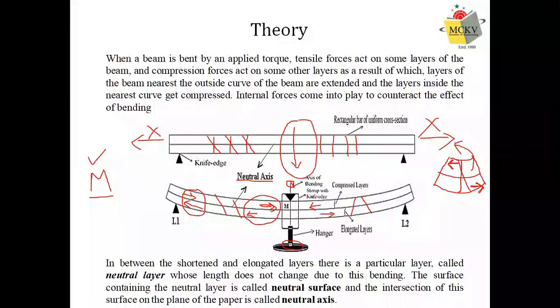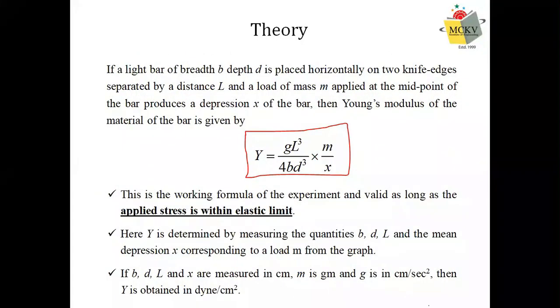And that is exactly what has been done over here. We have found the formula for Young's modulus. This is Y equal to g L cube by 4 b d cube into m by x. Now, g is the acceleration due to gravity. You will have to write it in CGS unit because we will be working in CGS units. L is the length between the knife edges, which is 100 centimeters, supplied. B is the breadth of the bar. Again, it will be supplied to you.